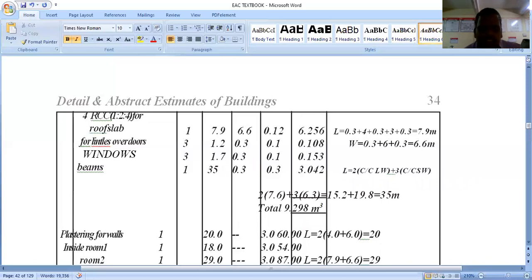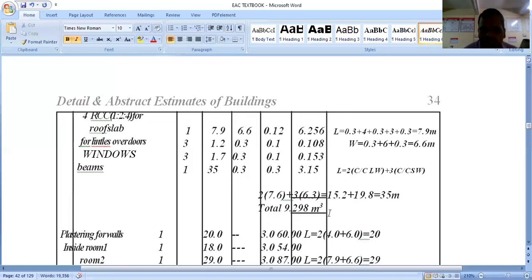After that, what we are going to do is take the total beam as 1, the length will be 35 meter, the width is no doubt again 0.3 and the height is 0.3 again. So how much will be the total quantity of beam? The total quantity of beam will be 1 into 35 into 0.3 into 0.3, that is 3.15 cubic meter.